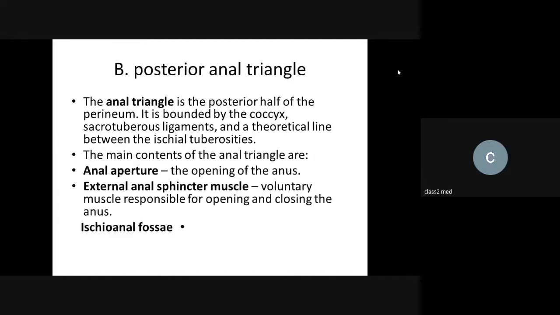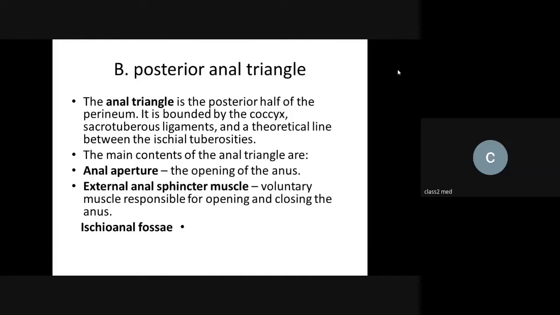The posterior anal triangle. The anal triangle is the posterior half of the perineum, and it is divided by the imaginary line through the ischial tuberosities. The anal triangle is bounded by the coccyx, the sacrotuberous ligament, and the theoretical line, as I said, or imaginary line between the ischial tuberosities.